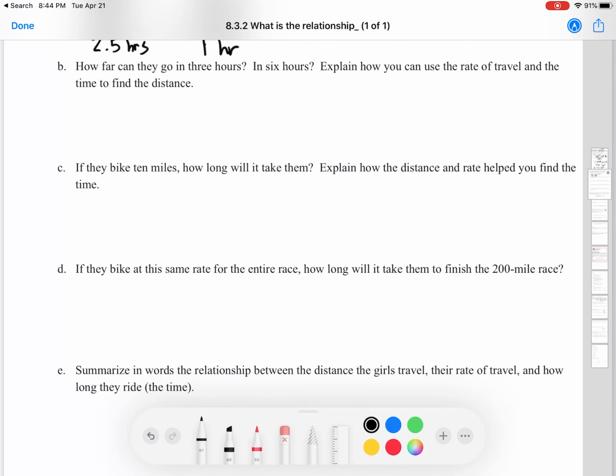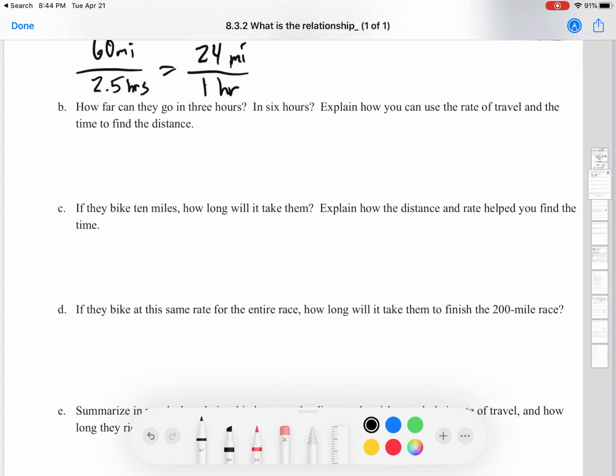How far can they go in 3 hours, in 6 hours? Explain how you know. Explain how you can use the rate of travel and the time to find the distance. Well, we're going to use that same thought process here, right? If we go 24 miles in 1 hour, what would we do in 3? Well, that's going to be our 24 miles times 3.